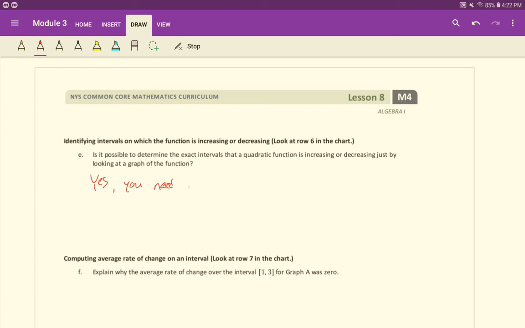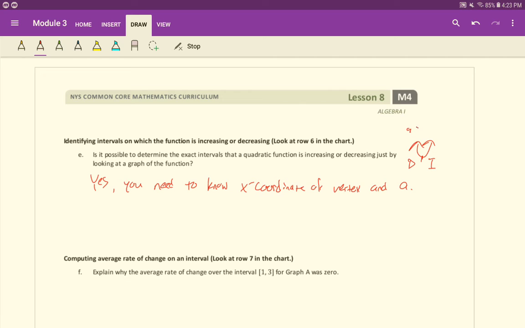You need to know the x-coordinate of the vertex and the lead coefficient. Okay? The x-coordinate tells you where the end behavior changes, and the A tells you what kind of end behavior you're dealing with. Remember that if A is positive, you're going to have opening up, which means you're going to increase from the vertex to the right, and you'll decrease from the left to the vertex like this. So this will be increasing, this will be decreasing.